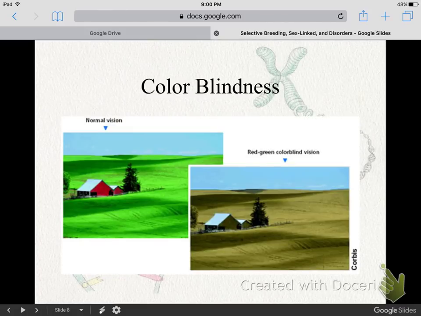Okay? So this talks about color blindness, and it shows you a nice little pretty picture here. The top one is normal vision, and the bottom one is what it would look like from the eyes of someone who actually had red-green color blindness. Okay? So you see that the barn and the hills are no longer the vibrant green and red color. Instead, it's all just kind of a dull golden yellow color.